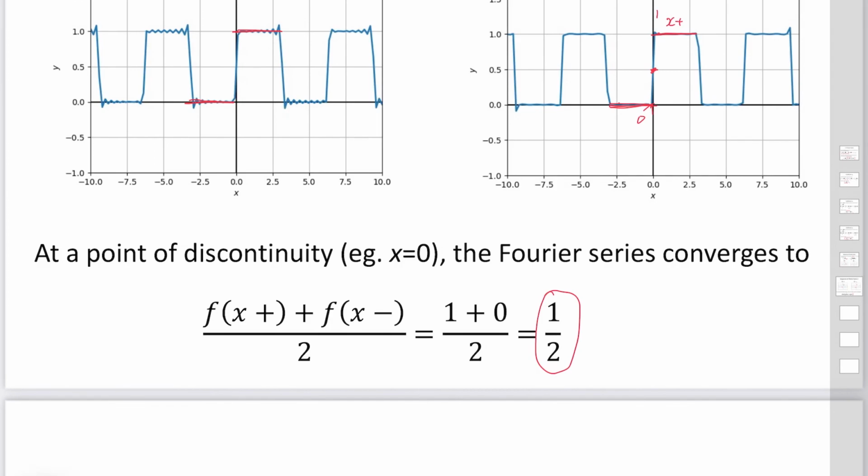So we studied a very important series, the Fourier series, in this session. Okay, this is the end of this section.